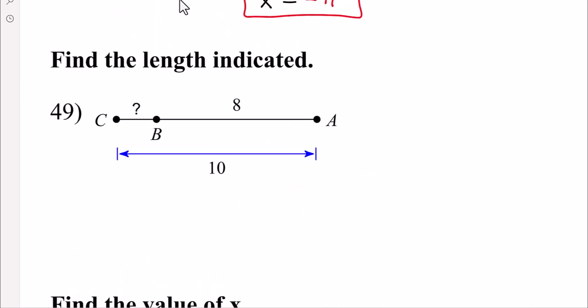This one's much easier. If this thing right here plus 8 is equal to 10, well, then we know the question mark is equal to 2. So you could just say 10 subtract 8 is equal to the question mark. 2 units, by the way, is equal to the question mark. All right, that's it for this one.